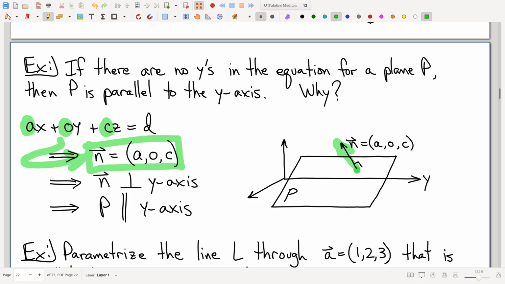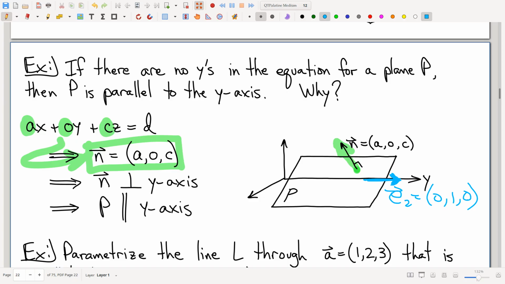Don't forget the y-axis standard basis vector. Normally we draw it over here with its tail at the origin, but whatever, it's a vector. You can draw it wherever you want to. I find it a little bit easier to see over there. That second standard basis vector is 0, 1, 0. And because of that 0, from there not being any y's in the equation, this dot product is always 0. And that means that this normal vector and the y-axis are always perpendicular.